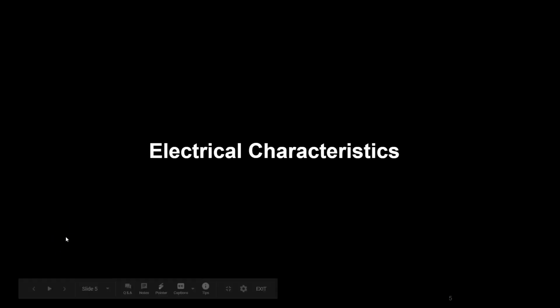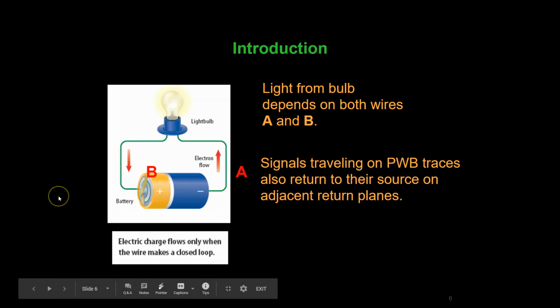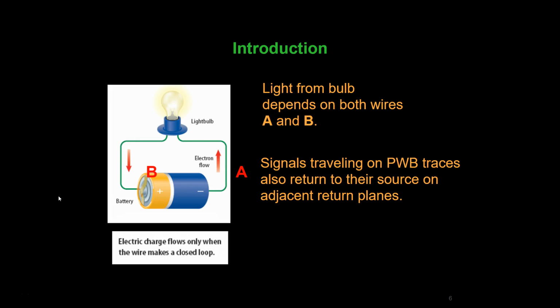Now comes the electrical characteristics. Introduction. Here you see a battery connected to a light bulb, and the purpose of this picture is to show the direction of signals. You can see the electron flow going from the negative side, turning on the light bulb, and the return signal going into the positive side. The same return path of the signal should be followed on the PCB.